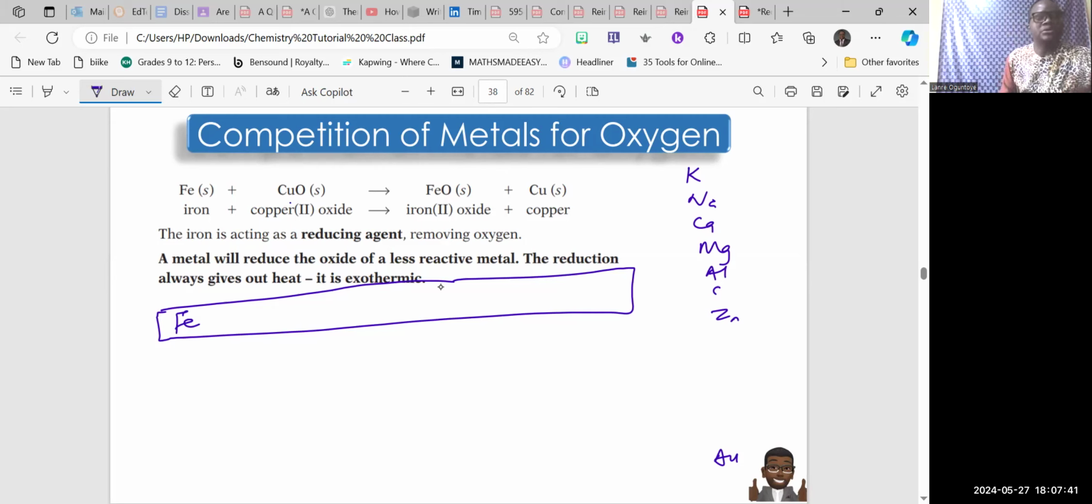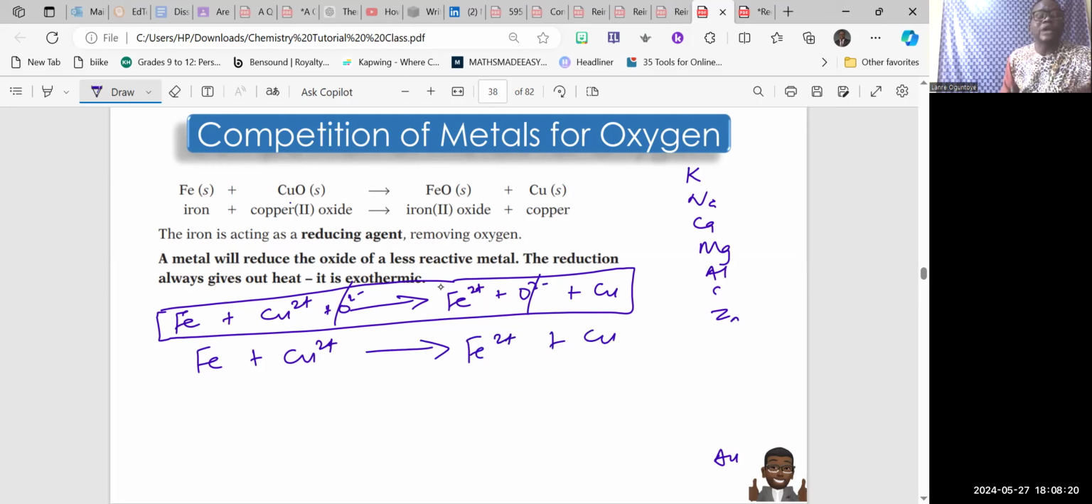This ionic equation, yes. Plus copper 2 plus, yes. Plus oxygen 2 minus. Okay. Iron 2 plus, yes. Then plus oxygen 2 minus. Then plus copper, right? Yes. So at the end of this, you cancel the oxygen. Brilliant. Then you're left with Fe2 plus, right? Plus Cu.